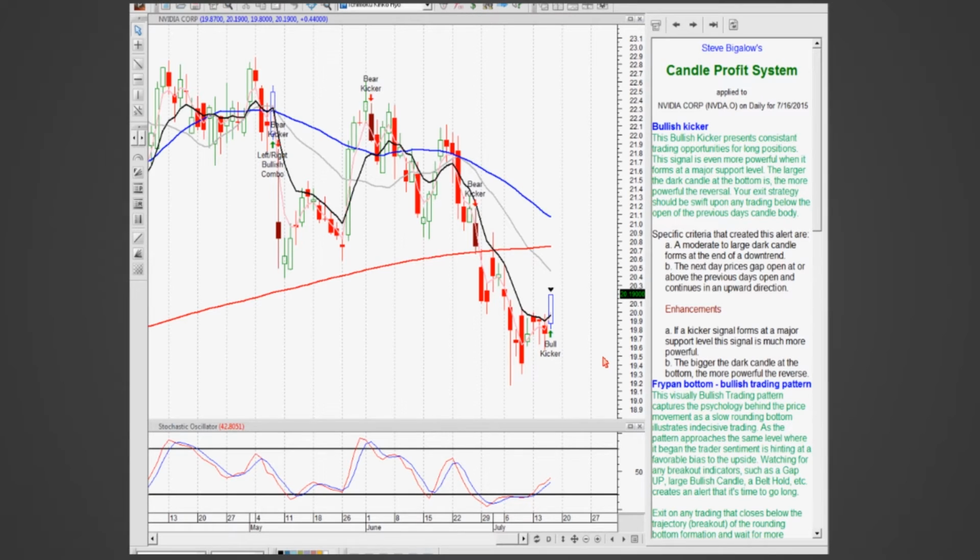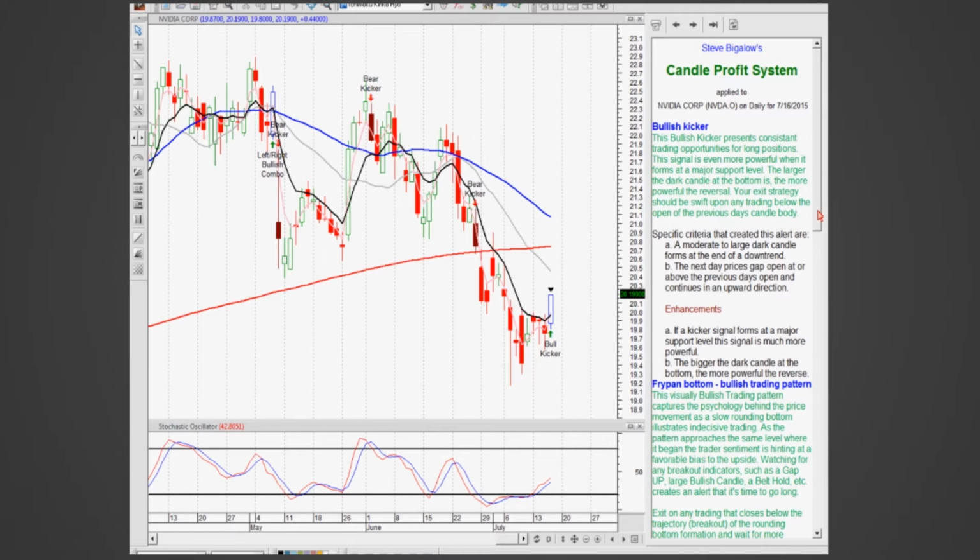So the bullish kicker presents consistent trading opportunities for long positions. This signal is even more powerful when it forms at a major support level. The larger the dark candle at the bottom is, the more powerful the reversal. Your exit strategy should be swift upon any trading below the previous day's candle body. And then you've got your enhancements.